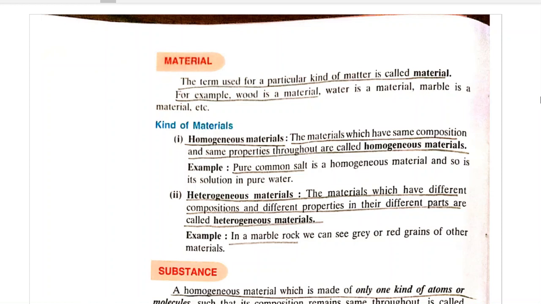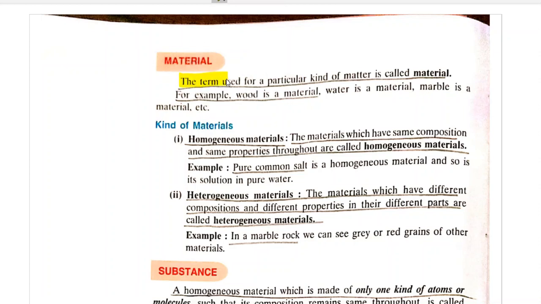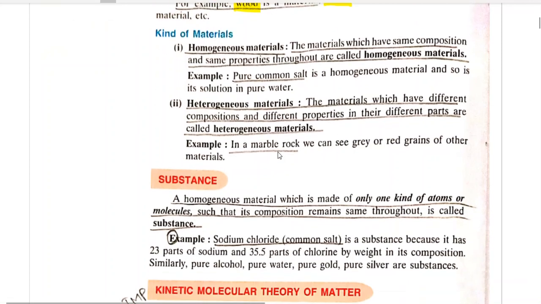So the first topic of this chemistry chapter 1 is material. So what is material? The term used for a particular kind of matter is called material. These are certain definitions which are there in this chapter and are a little bit different from the definitions which we studied in physics. So you might want to remember these particular definitions. So what are the examples of material? Wood is a material, water is a material, marble is a material. So these are the examples of materials, and material is a particular kind of matter.